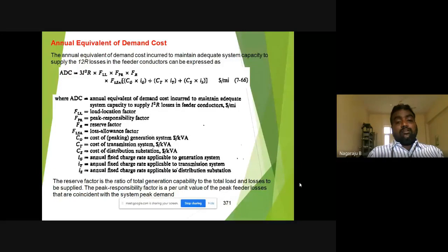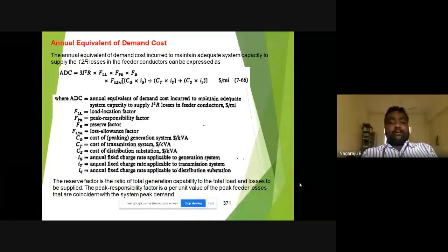Reserve factor is nothing but how much reserve capacity it is having. Depending on that, you can determine. And in general, we have a definition for that. It is a ratio of total generation capacity to the total load and losses to be supplied. And the peak responsibility factor is a per unit value of the peak feeder losses that coincide with the system peak demand. All of you remember.